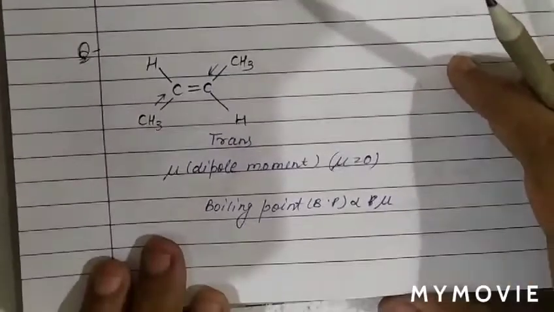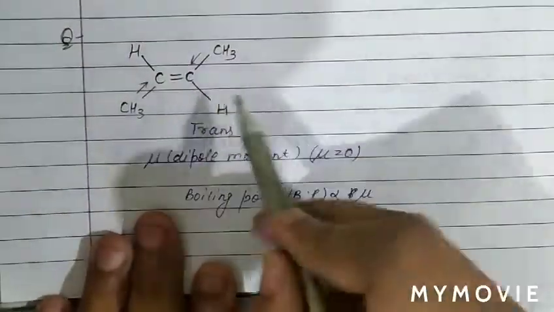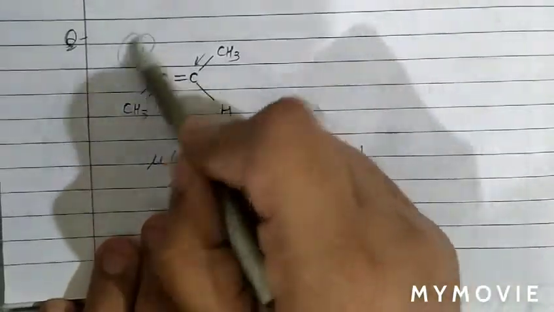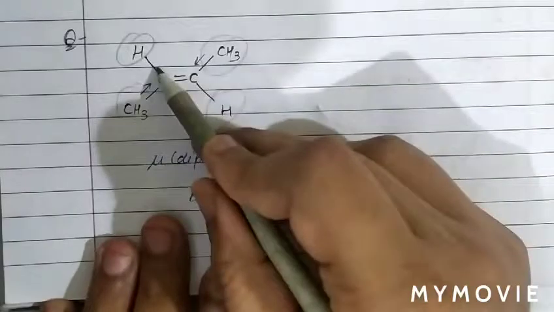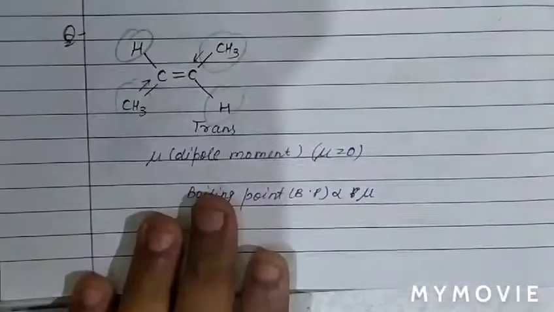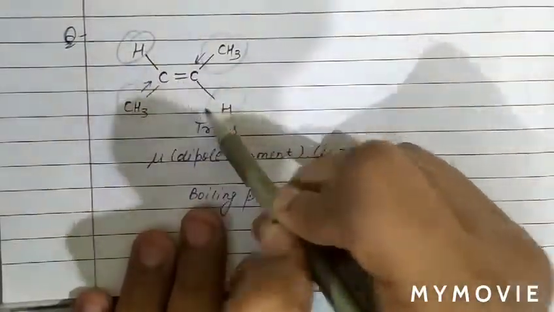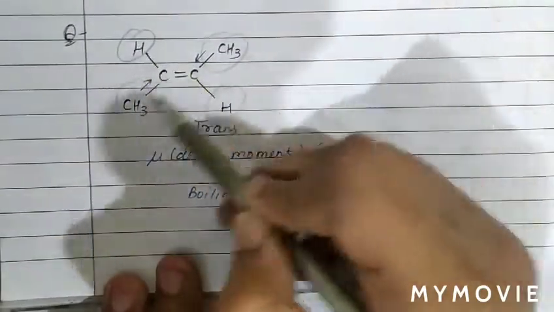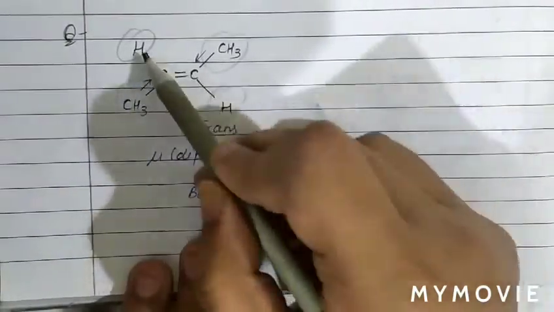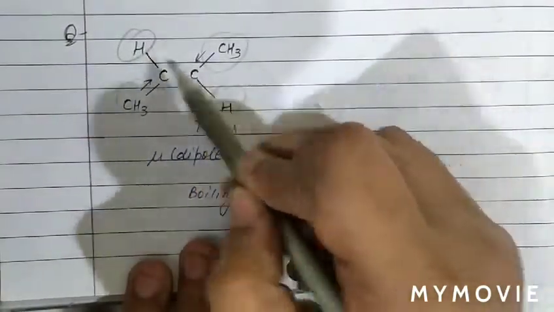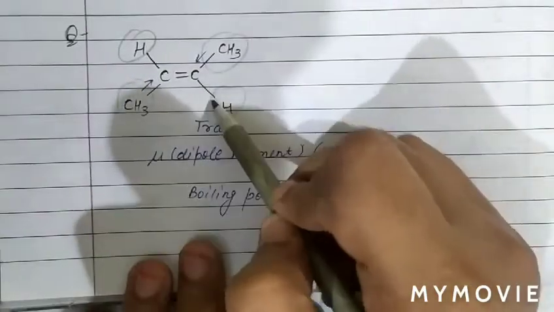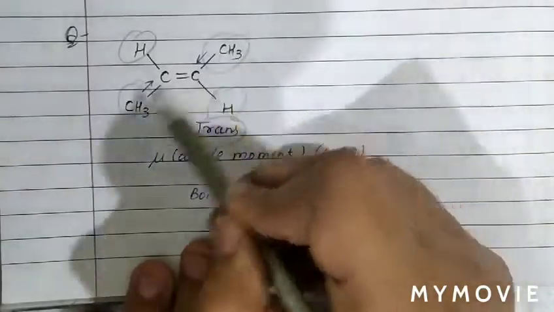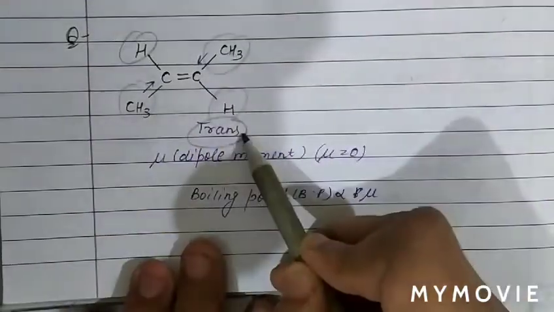Now we have the compound butene. As we can see, in butene, A is not equal to B, C is not equal to D, therefore it can show GI. We have to see only two same groups, not all. Either you can see this or you can see this. If two same atoms lie on the opposite side of the plane, then this is the trans isomer. You may see hydrogen or methyl. Two same groups lying on the opposite side of the plane, this is the trans isomer.